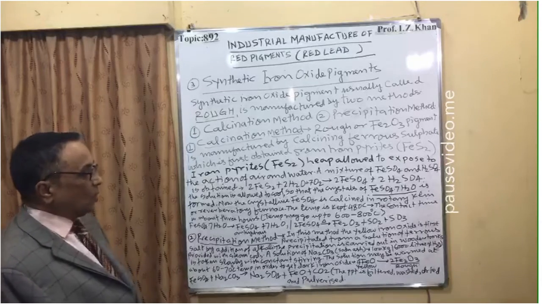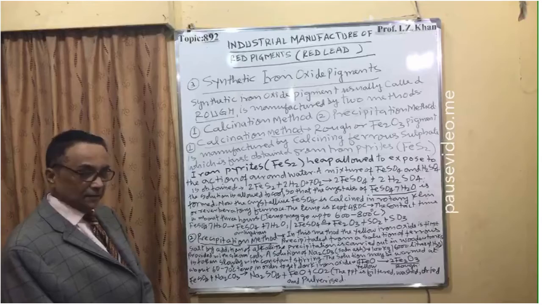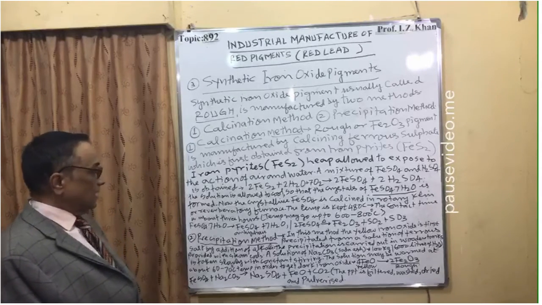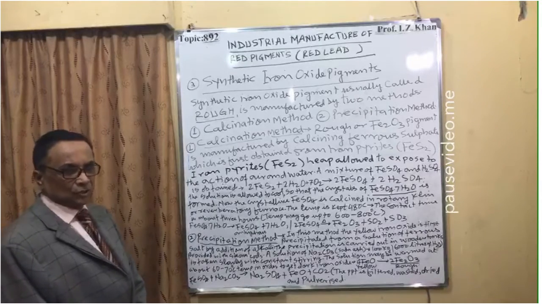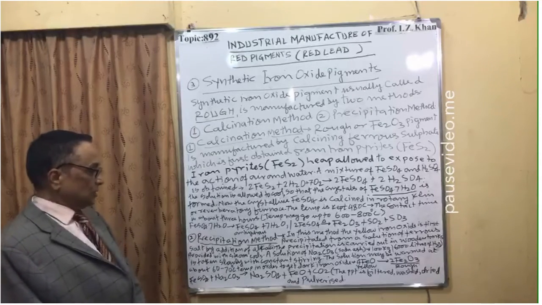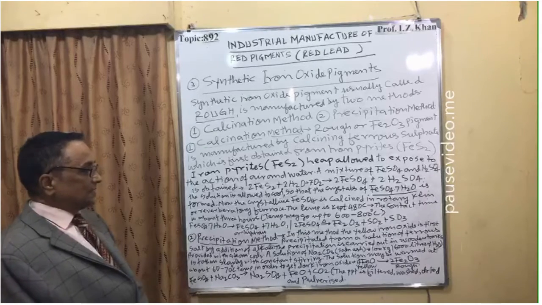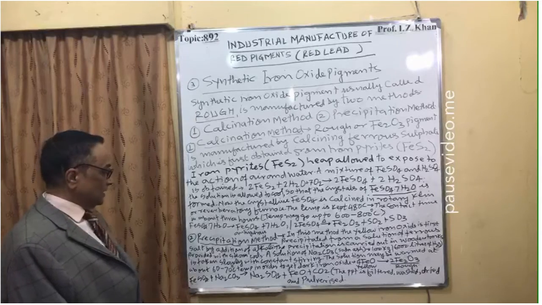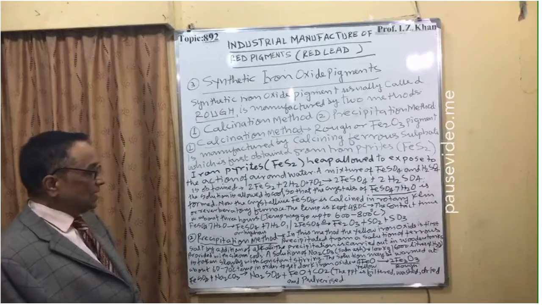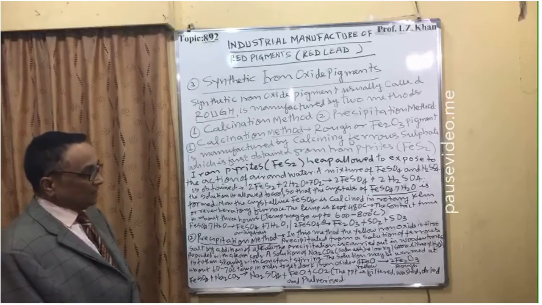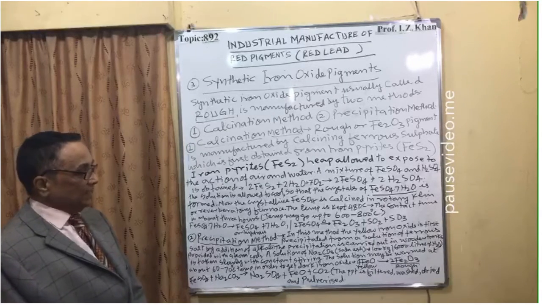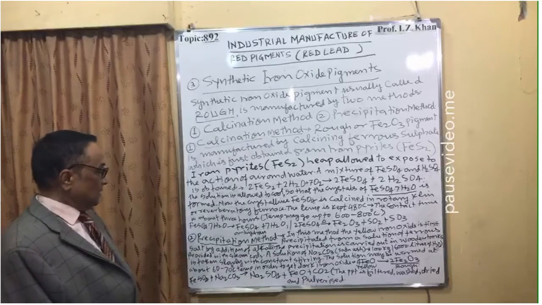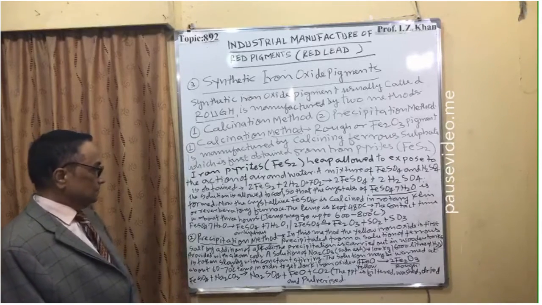Number 2, precipitation method. In this method, yellow iron oxide is first precipitated from a solution of ferrous salt by addition of alkali. The alkali is mostly soda ash solution, Na2CO3. The precipitation is carried out in a wooden tank provided with steam coils. A solution of Na2CO3, soda ash, 100 kg in 6,000 liters of water, is the formulation for the precipitation method.